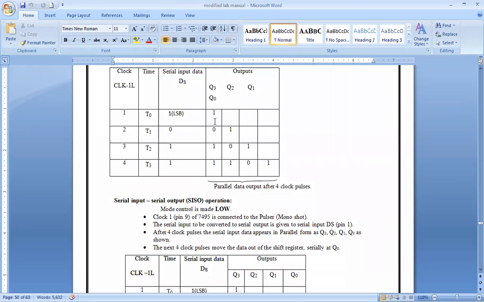So at the end, as you can see here, 1 1 0 1 1 1 0 1. This data is actually here. You can just imagine that this has come here. Fine. So this is how it moves. This is happening because of the mode control and the shifting operation.